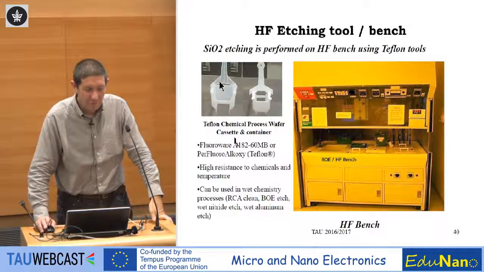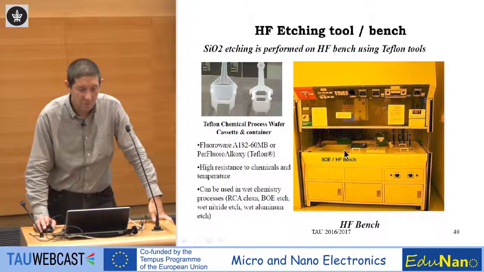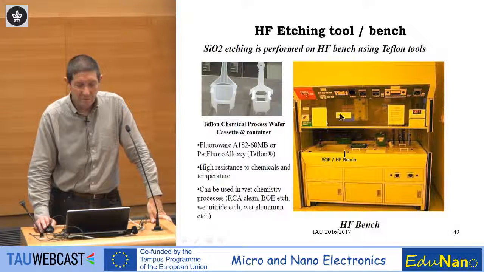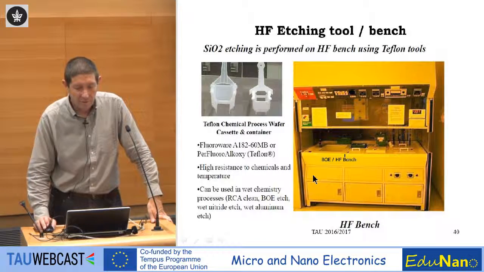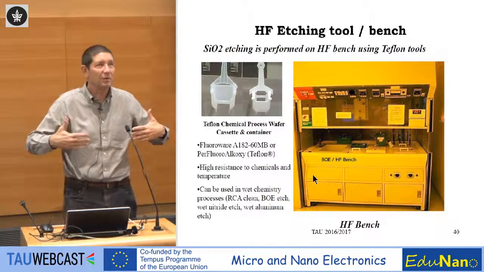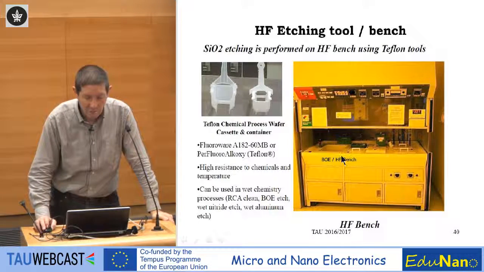You take the wafers, put them in a cassette. A cassette is typically made of Teflon. This is a bath. You take your cassette and dip it in the bath. The bath is usually temperature controlled. And all of this is in a chemical bench or chemical hood where the air is flowing from the outside to the inside, so you will not be exposed to fumes or residues of the etching. So this is an HF bench.